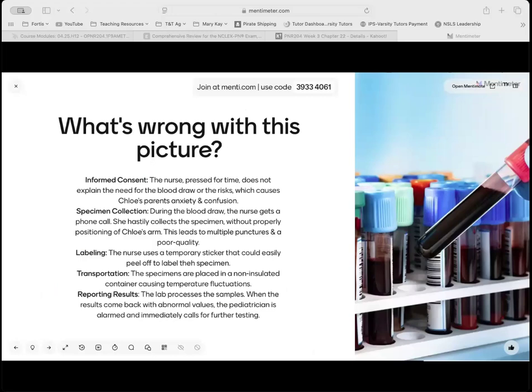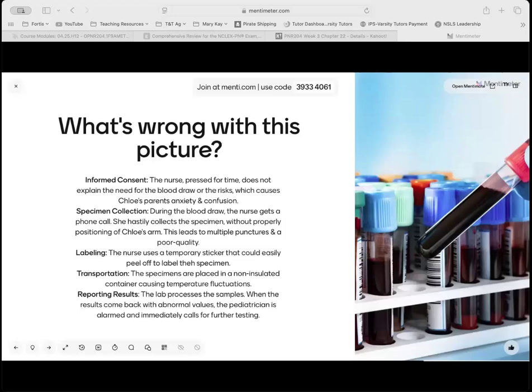So we have a busy urban hospital. We are in the pediatric unit. And we have a 5-year-old girl named Chloe that comes in with symptoms of a respiratory infection. The attending orders a blood draw to check for any underlying issues, including a complete blood count and a specific viral panel.